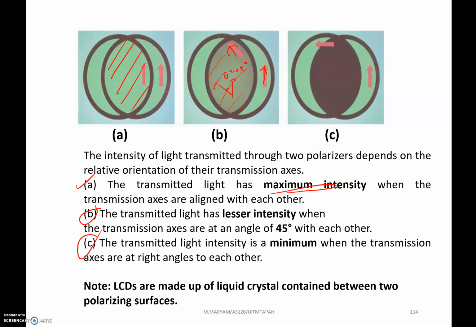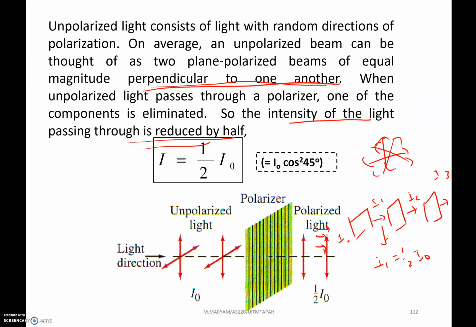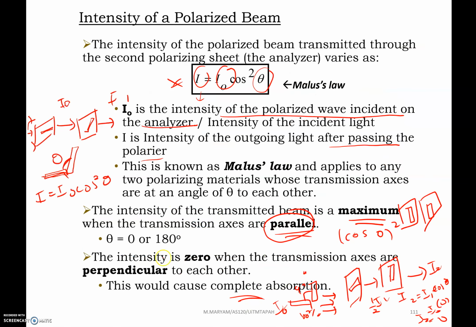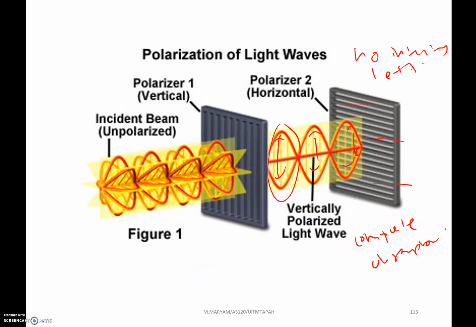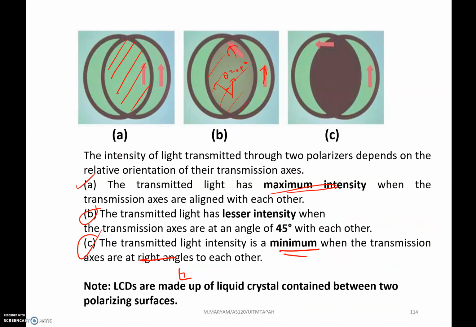Let's look at C then. The transmitted light intensity is a minimum when the transmission axes are at right angles to each other. Right angle meaning they are perpendicular to each other. Also the same from what we have learned here, when both transmission axes are perpendicular, it will give you zero intensity of light, or in easier words, no light will pass through, completely polarized. So you can see total darkness there.